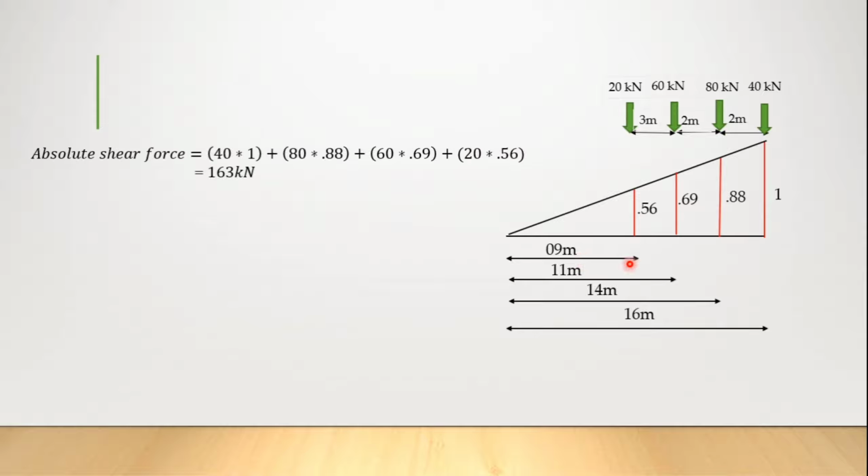By the same method which we saw in the previous slide, you can find these ordinates. So absolute shear force equals load into the ordinate under that load. So absolute shear force is equal to 163 kilonewton. At A we got 146, but 163 is maximum, so the absolute maximum shear force is at B, that is 163 kilonewton.